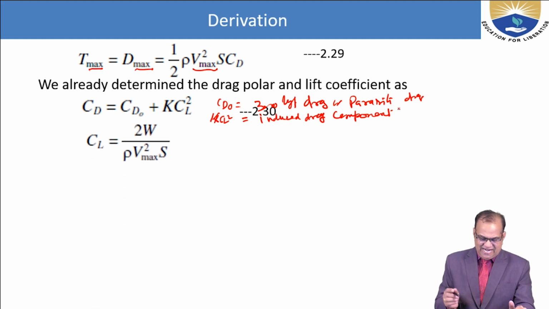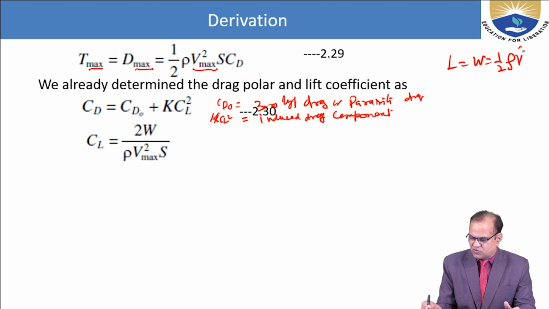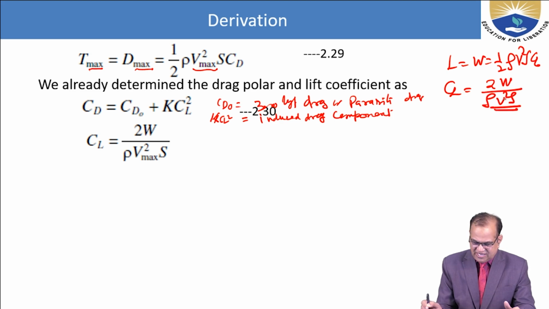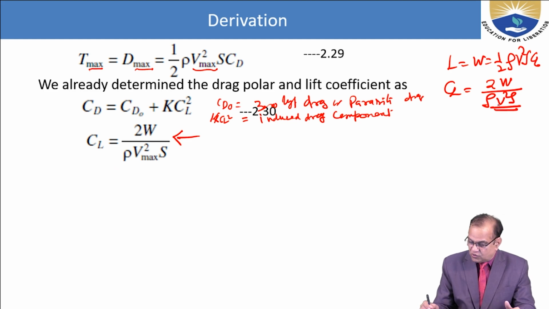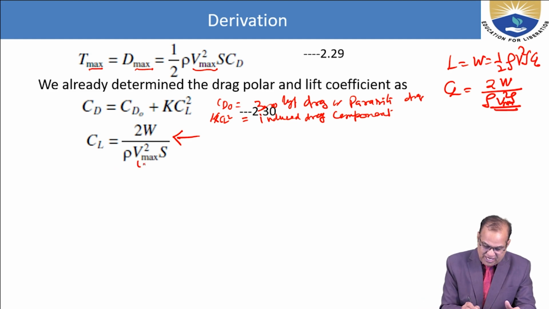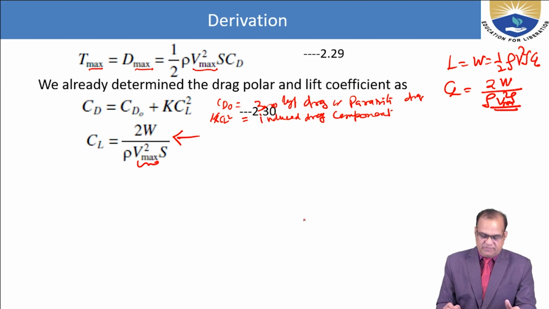So here we can see that lift is equal to weight, half rho V square S CL. So we can write that CL is equal to 2W divided by rho V square S. So this is mentioned here. For the maximum condition, your velocity will be maximum. So here we have mentioned the maximum velocity.